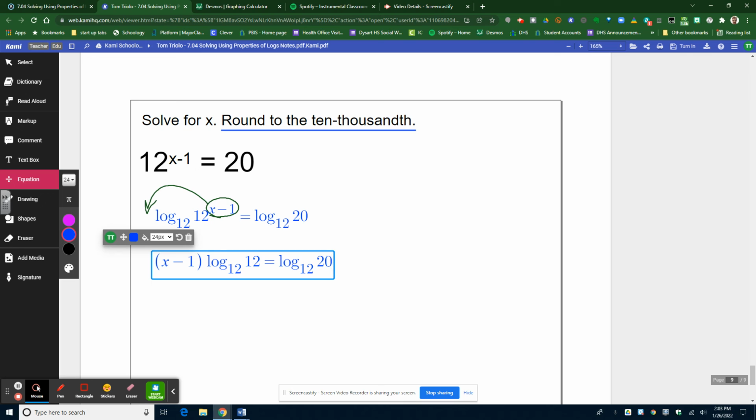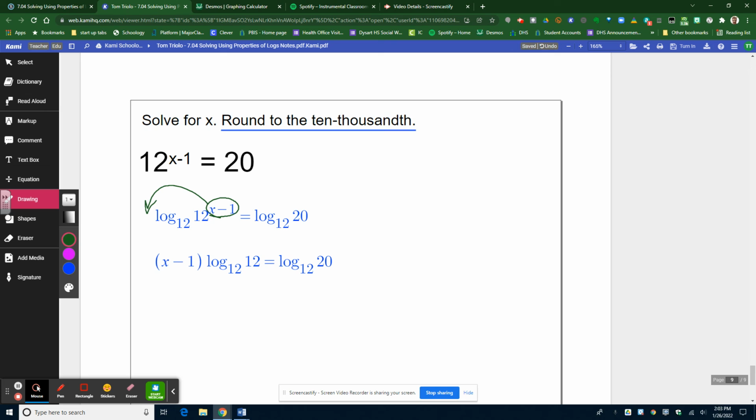Well, we already did log 6 base 6. We did log 2 base 2. What's log 12 base 12? 1. So in mathematics, frequently, we're going to put a little arrow and what it actually equals to. So log 12 base 12 is 1. What's 1 times x minus 1? X minus 1. 1 times anything is itself.